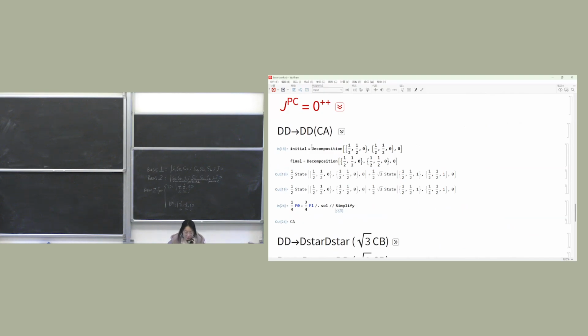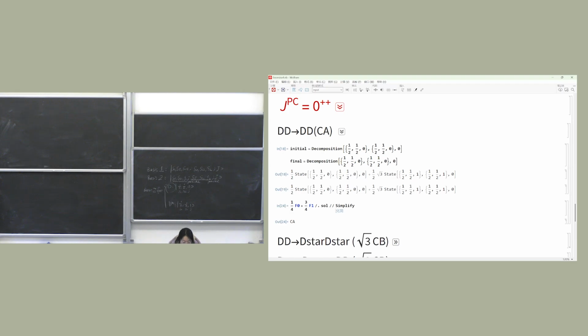And for DD bar, if we want to represent this system by basis 2, for D, SC equals 1/2, SL equals 1/2, and the total J for D is 0. And for D star, SC equals 1/2, SL equals 1/2, and the total spin of the D star is 1. Here we just focus on D.